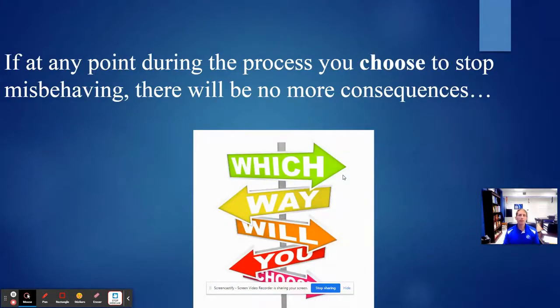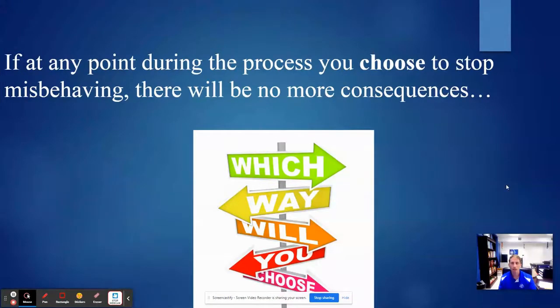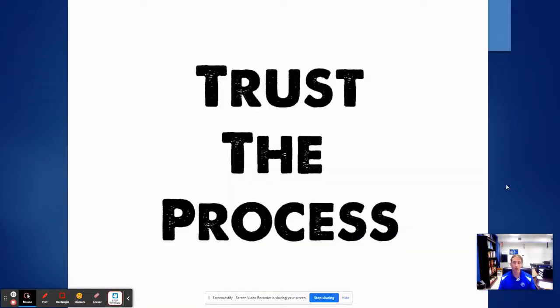I'll note again that if your misbehavior is severe enough, you will be removed from the classroom immediately. If at any point during this process you choose to stop behaving, there will be no more consequences. This is what we're talking about with choices here. So the question I want you to ask yourself when you're in class and you're having trouble with some misbehavior is, which way will you choose? Will you choose to take that intervention and accept it and hopefully learn? Or will you choose to escalate and go to that next stage in the process? So I want you to remember to trust the process. It is there to help keep you from getting into more consequences.